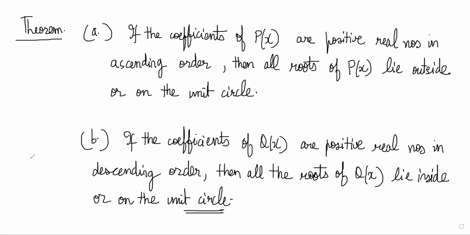So I would invite you to take a polynomial with ascending order of coefficients and try to show that the roots lie outside the unit circle. It can be done by the same complex triangle inequality method that we have developed. So keep this theorem in mind. This will be handy for you while solving Olympiad problems.